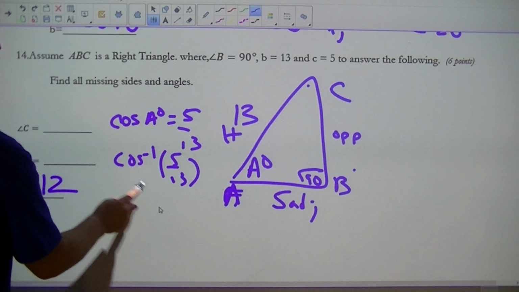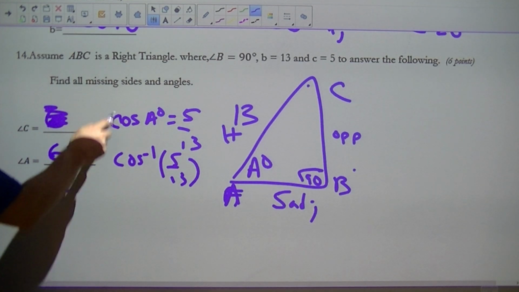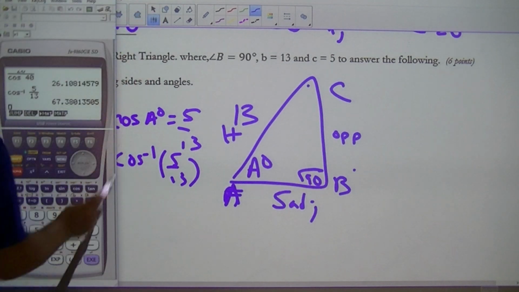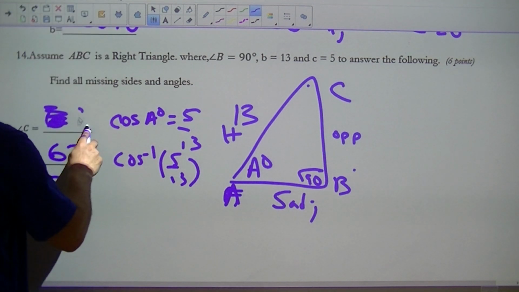That's going to be 67 degrees for A. And then all I got to do to get the C is just do subtraction: 180 minus 67, or 90 minus 67. That's 23. All right.